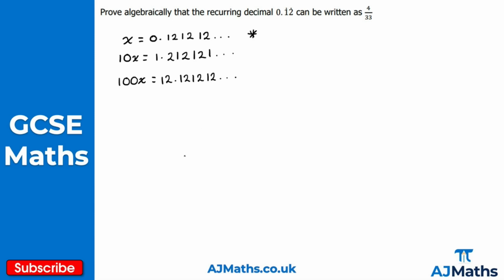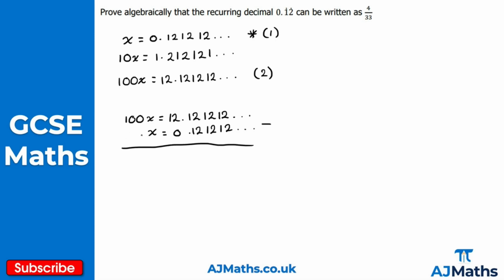What we do now is we subtract. So I'm going to take my 100x here, call that equation 2, call this equation 1. I'm going to subtract equation 1 from equation 2. So I've got 100x is equal to 12.121212. And we're subtracting x here. So subtracting x, which is equal to 0.121212, and so on.